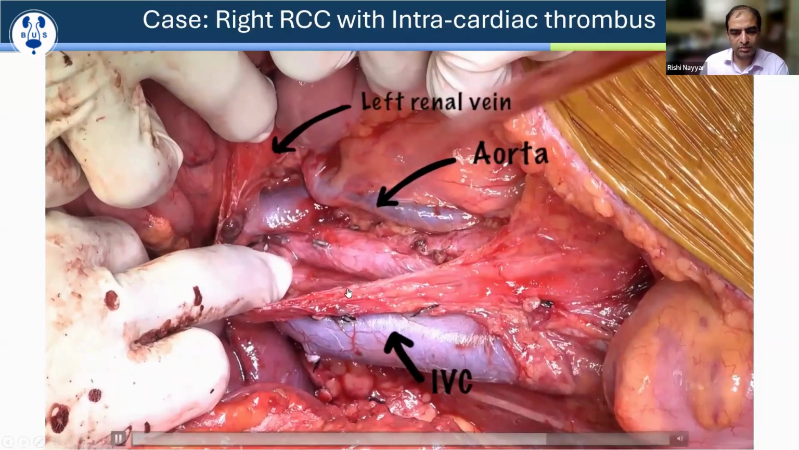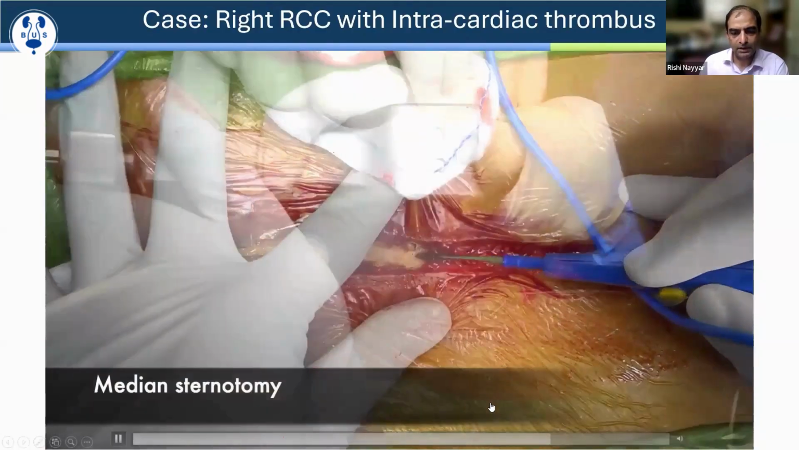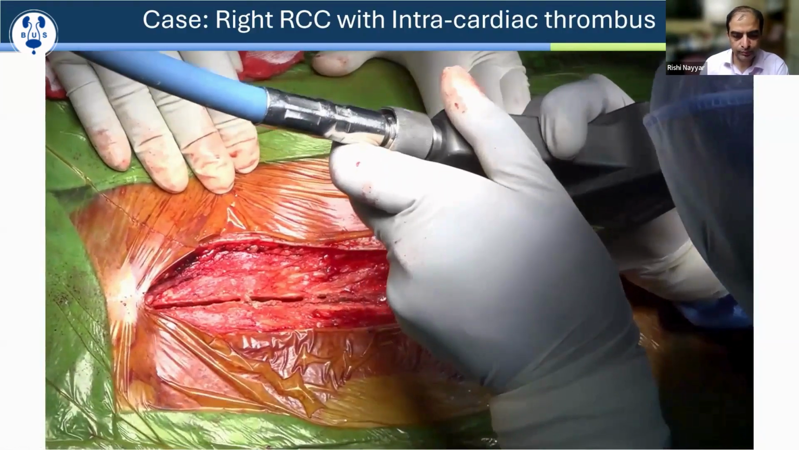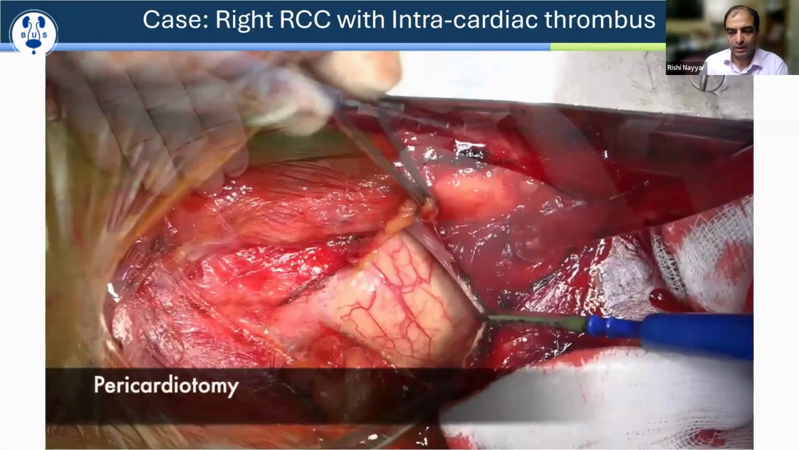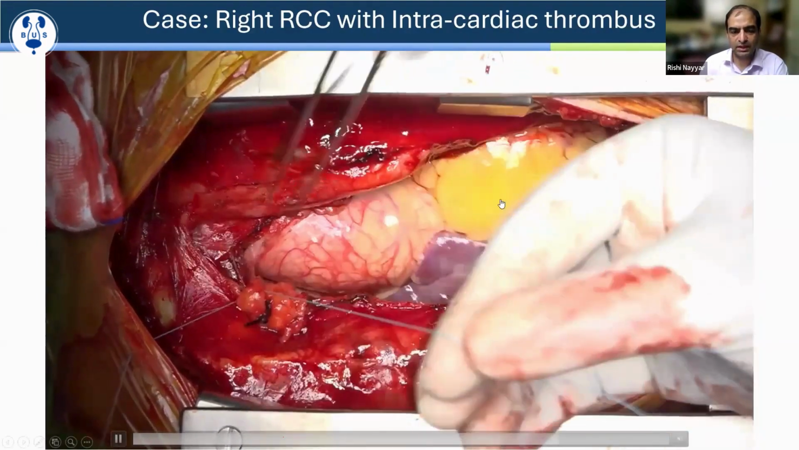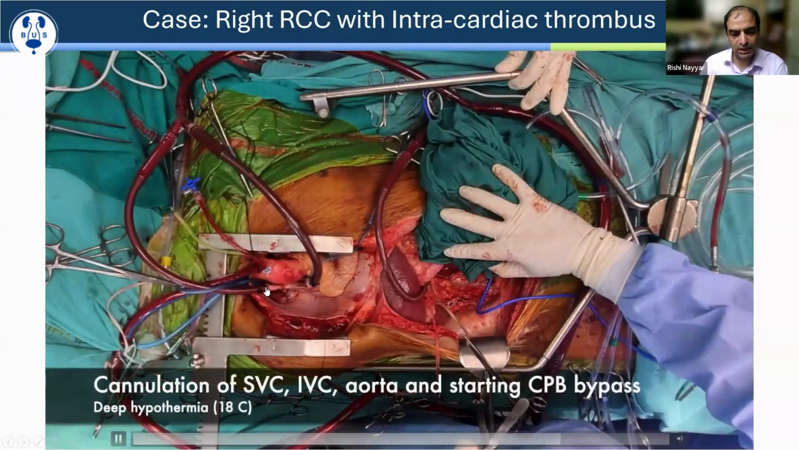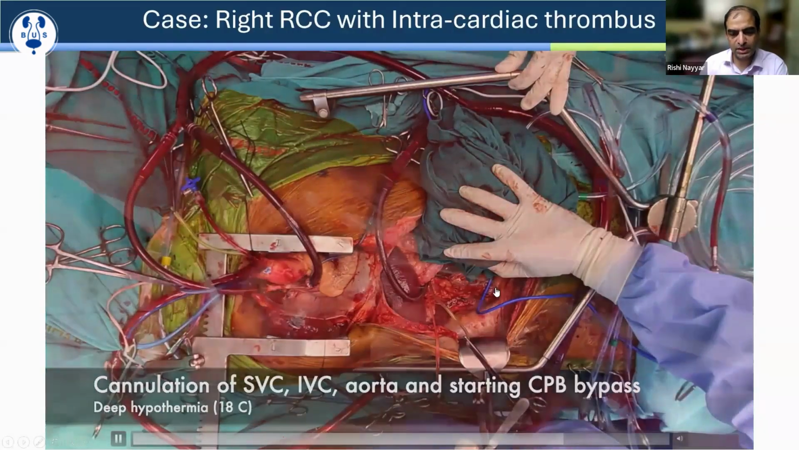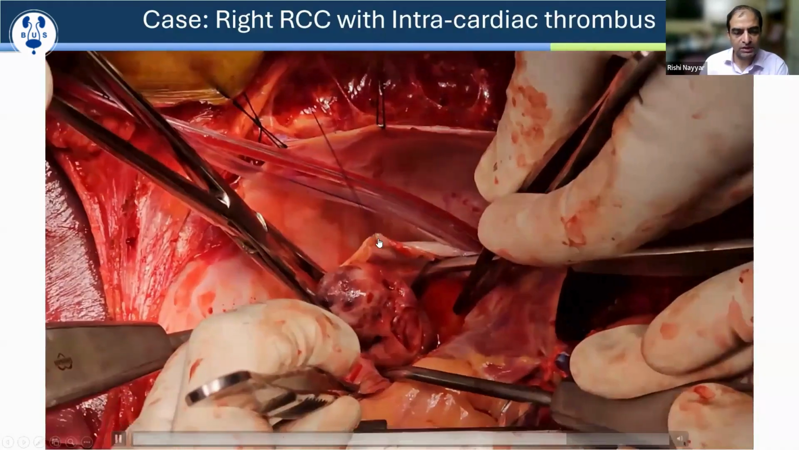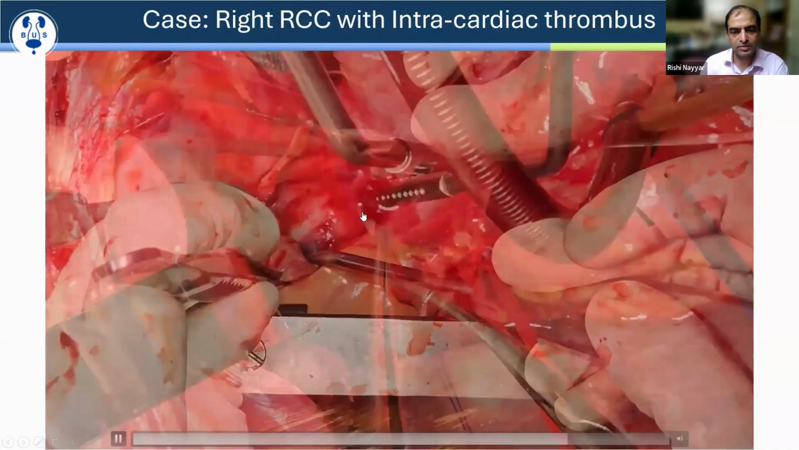Once the hemostasis is confirmed, you start opening the chest. Sternotomy is to be done, then the pericardium would be opened. Now you can see the right atrium here, the appendage of the right atrium. One cannula would be put in the IVC below the level of the thrombus, another cannula in the SVC, and another cannula in the aorta to maintain the flows. Once the patient reaches 18 degrees temperature, cardiac arrest is made.